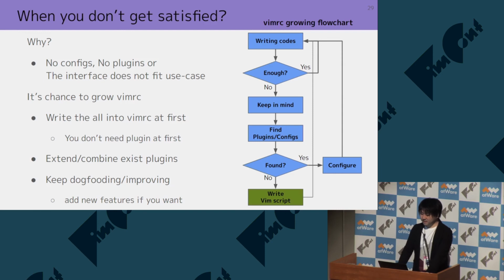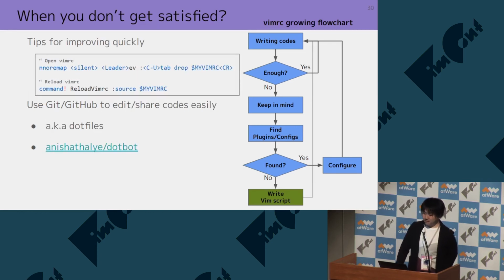After you write something, please keep dogfooding and improving. After that, you will want to improve it or add new features. And then here, I will introduce a few useful tips for writing and improving your vimrc quickly. I like this mapping, leader EV. The EV is shorthand for edit vimrc. And the second one is the command to reload vimrc after we edit it.